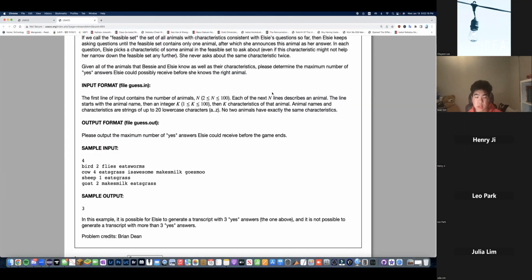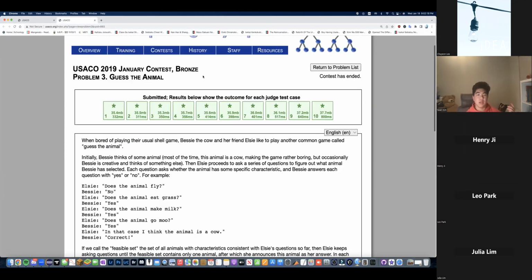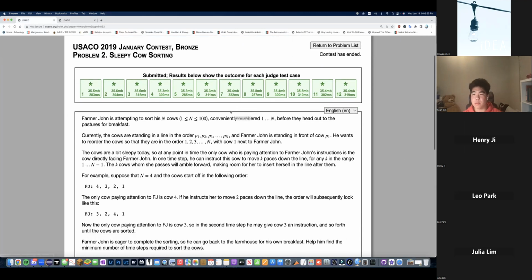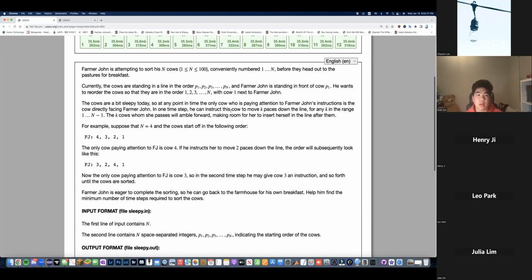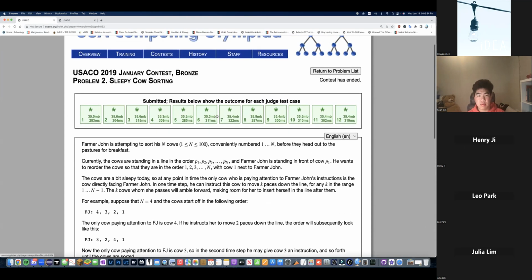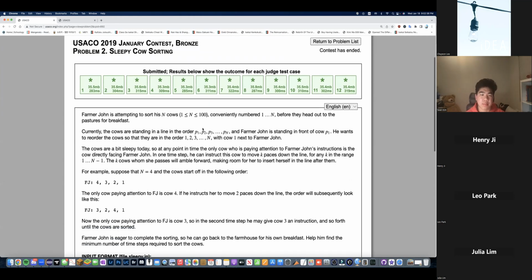Okay, I'm gonna start, guys. So first, I'm assuming you guys did these problems, but I'm still gonna go over the problems with you guys. So we're gonna read the problem once. Basically, I'm gonna give an explanation of what the problem is, and then we'll go into how to code the thing. So the first problem was sleepy cow sorting.